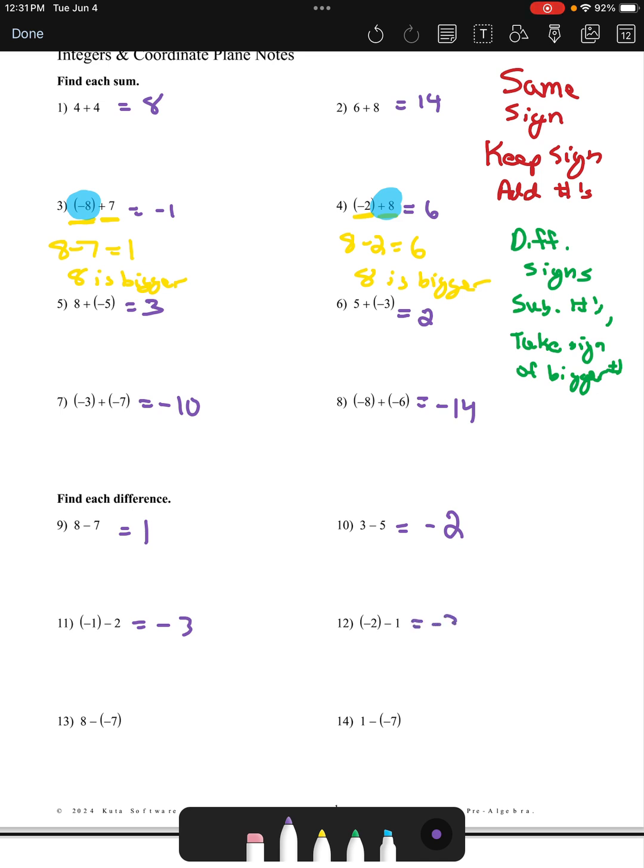Negative 2 minus 1, also negative 3. Again, same sign, they're both negative, so keep it and add the numbers. In terms of the number line, this is starting at negative 2 and then moving 1 step left.